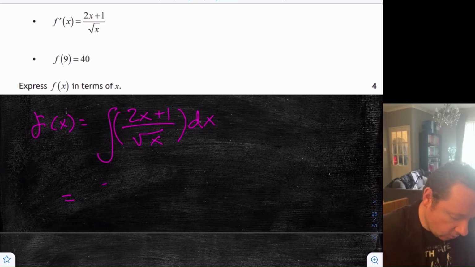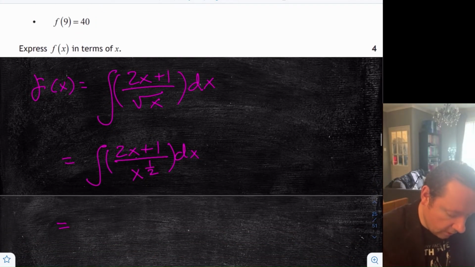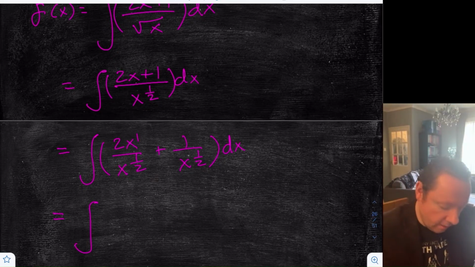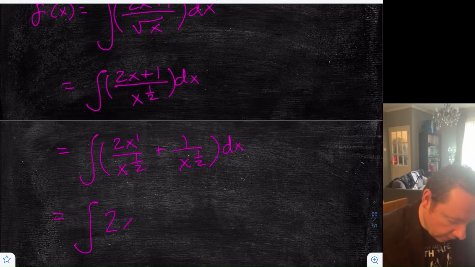So that is the integral of 2x plus 1 over x to the half dx. I can split that up into two separate fractions, 2x over x to the half plus 1 over x to the half dx. If that is a 1 power, 1 minus a half is just a half, so this simplifies to 2x to the half, and then that's plus x to the minus a half dx.